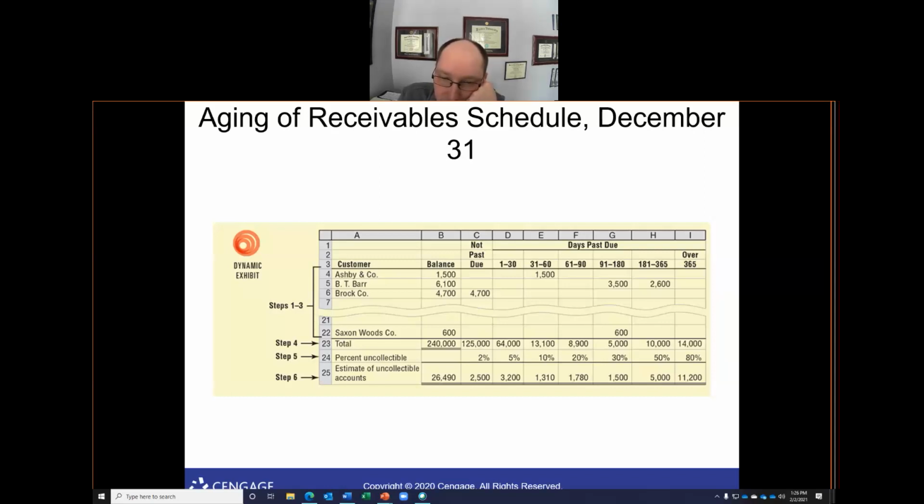So the way it works is you take the sum of each column and multiply it by that percentage that is uncollectible, which gets us to step 6, the estimate of uncollectible accounts. You add up each one for the columns and you get a total balance. In this example, we expect throughout the year that we will not be able to collect $26,490. That is the aging of receivables. Questions? Does it make sense? Is it straightforward?